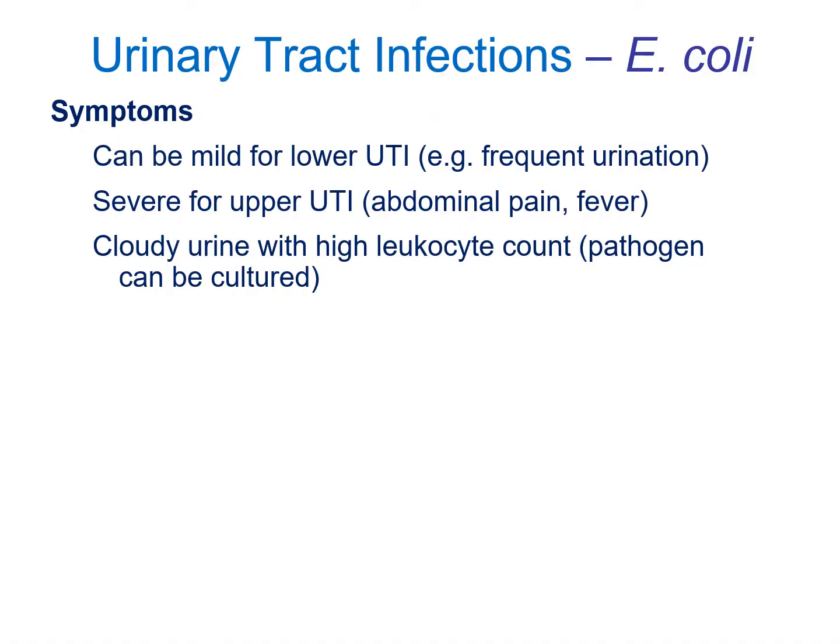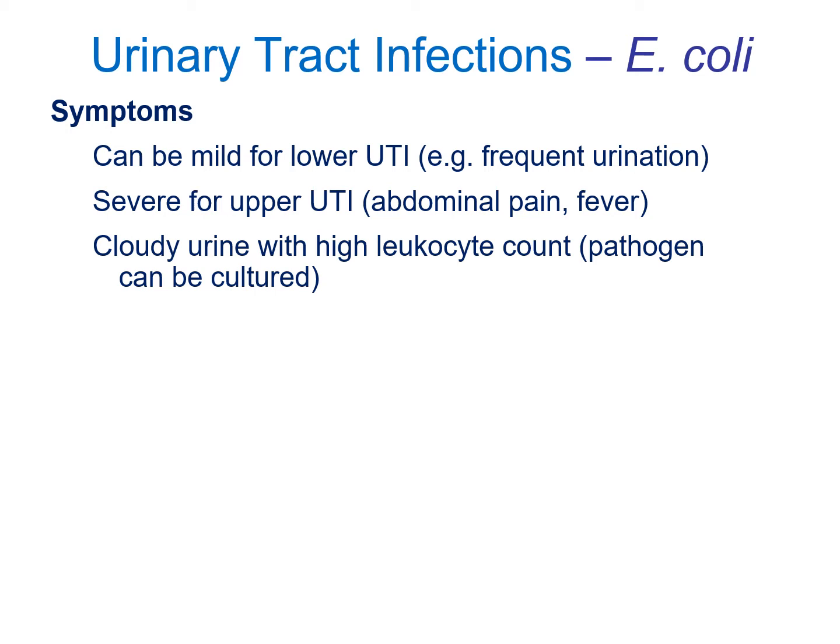If you have a urinary tract infection with E. coli, it can range from rather mild to very severe. If you've got a lower UTI, then that's not a severe condition. It can be treated fairly easily, and it should be treated right away because we don't want to wait until it develops into an upper urinary tract infection. That would be a bad thing.